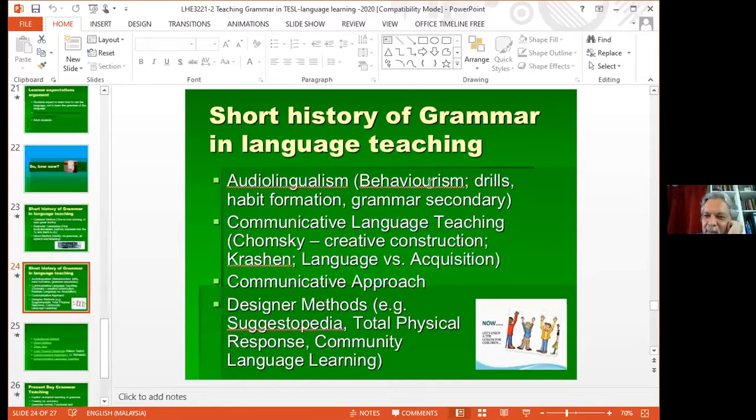Behaviorism, are you familiar with behaviorism? Yes, I think so. Okay. Who do you associate with when people talk about behaviorism? Can you think of any names? What year are you in now? You're in second year, right? Or are you in the third year already? Second year. Okay. So you should know.